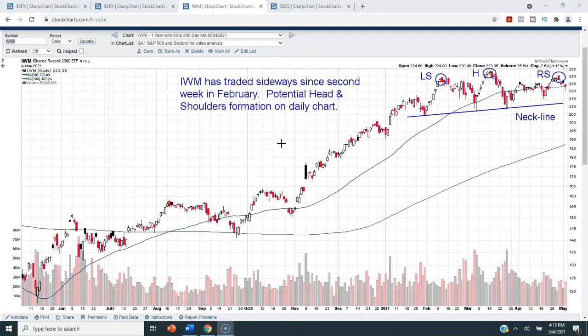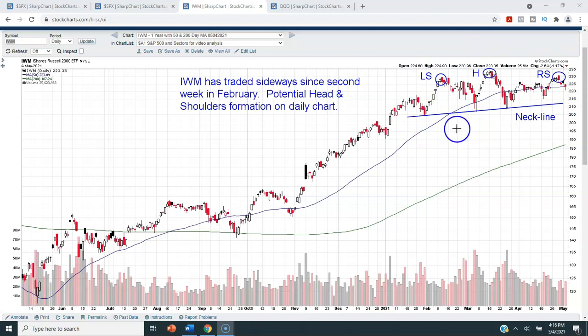The next chart that we're going to look at is a one-year daily candlestick chart of the IWM. The IWM is an ETF that tracks the Russell 2000 Small Cap Index here in the U.S. And just like on the previous chart, the blue line is the 50-day moving average, and the 200-day moving average is right here. That's this green line. And we'll talk about this pattern here, the potential pattern that I'm seeing forming.